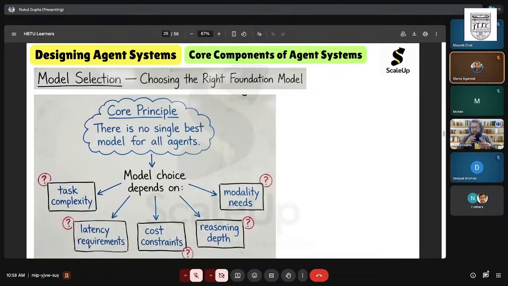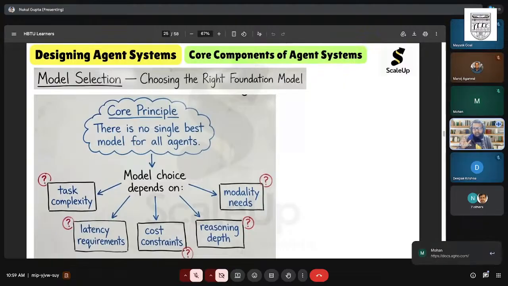So model selection is very important. We should not always go for GPT because it's expensive and tokens are involved. It's unnecessarily wasting resources. So we should be very sensible in choosing the model. Model selection is very important.